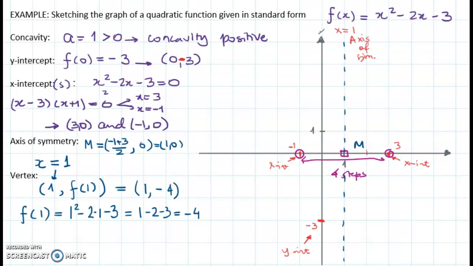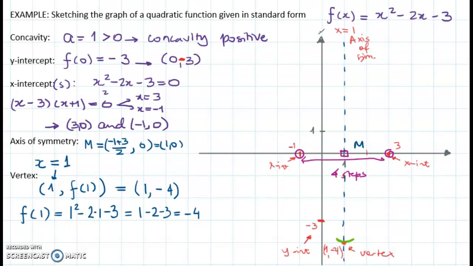Let me find this point in the picture. Here it is. So this is the vertex, and the coordinates are (1, -4). And when I have the vertex, because I know it's a minimum, I like to make this little shape over there. We know that the parabola is going to go through it. So these were the 5 main features we have to find, and this is enough for us to sketch the graph of the parabola.